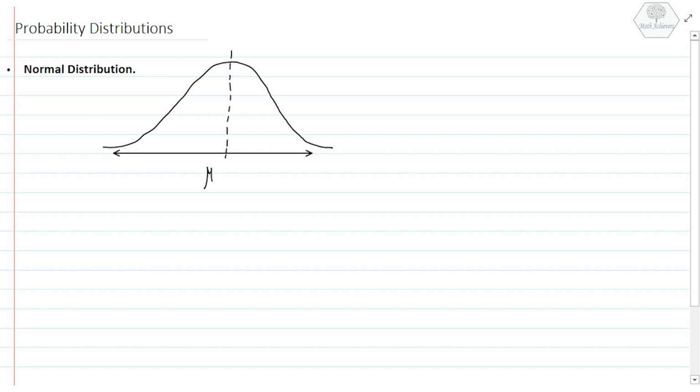If I have a variable x that is normally distributed, I can write it this way: X is normally distributed with the mean and the standard deviation squared. So we always have to know the mean and we always have to know sigma.